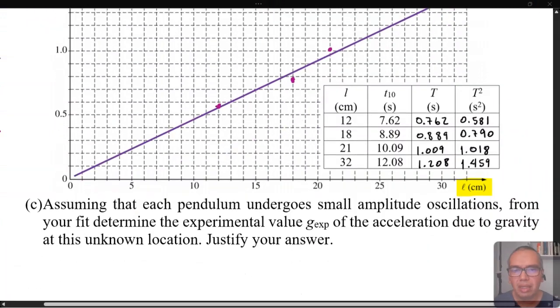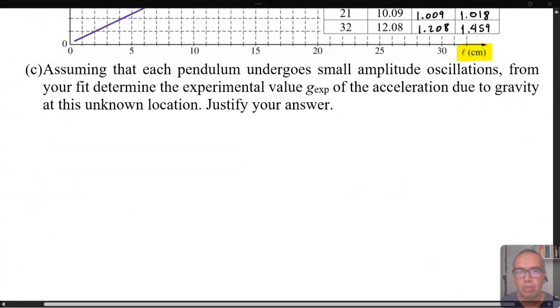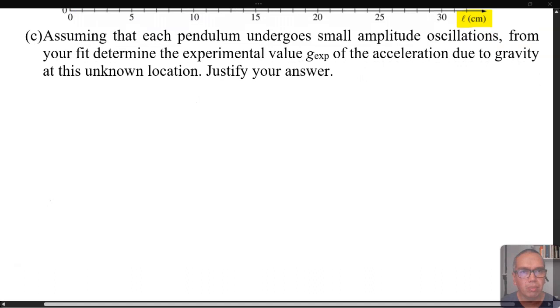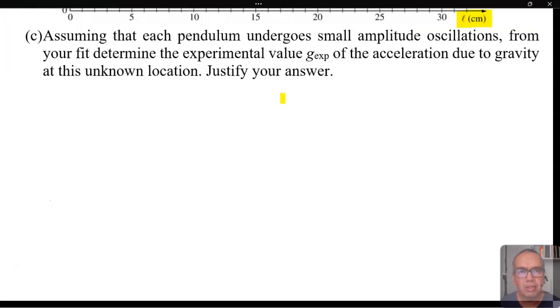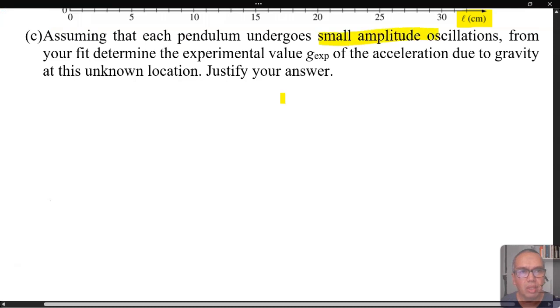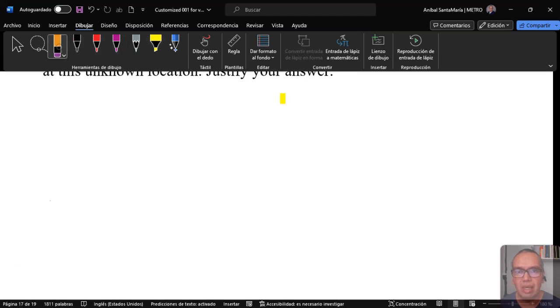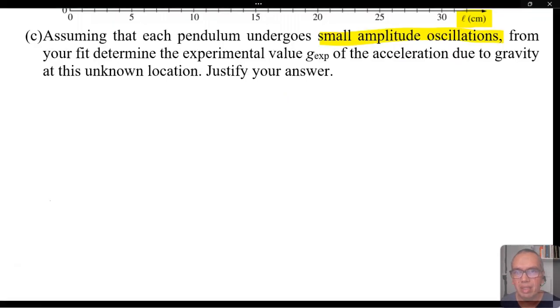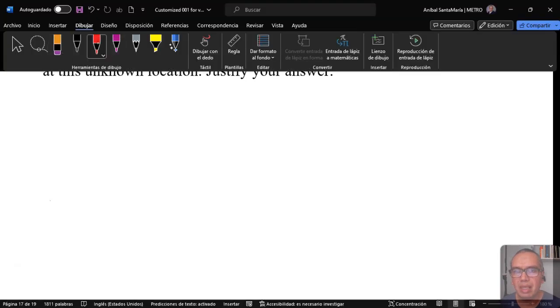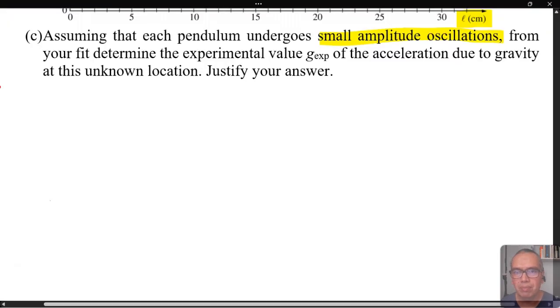What they are telling you now is, assuming that each pendulum undergoes small amplitude oscillations, from your fit, determine the experimental value gx of the acceleration due to gravity at this unknown location. What do they mean by this? First of all, what is meant by this idea of small amplitude?